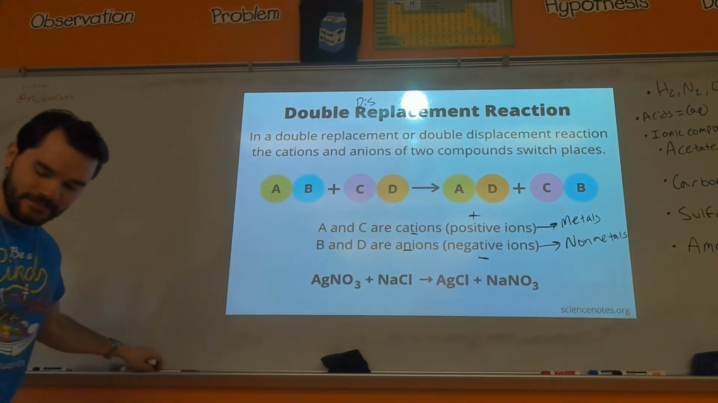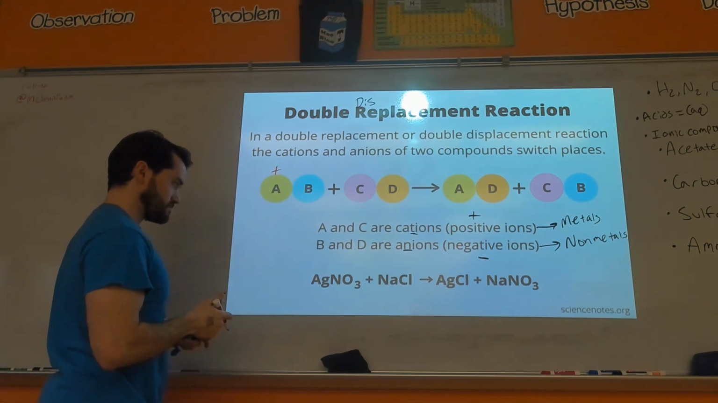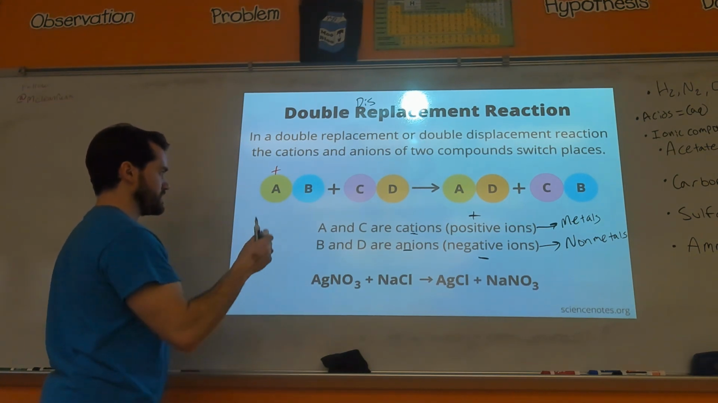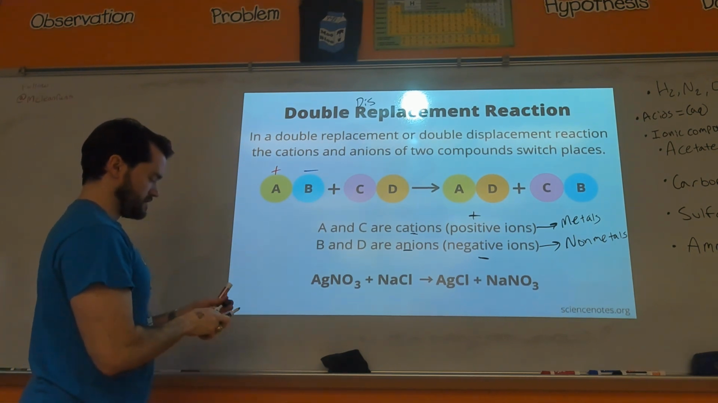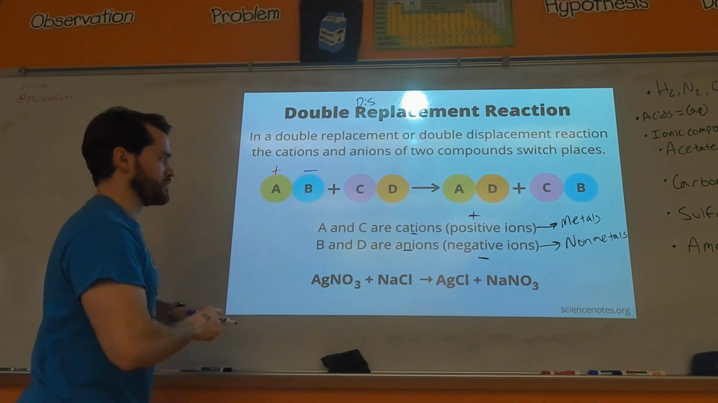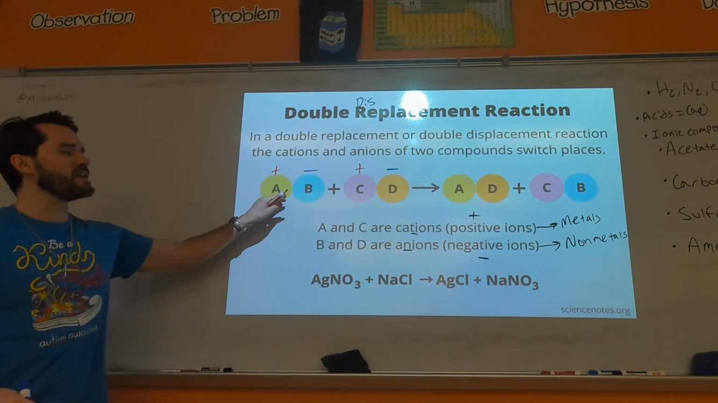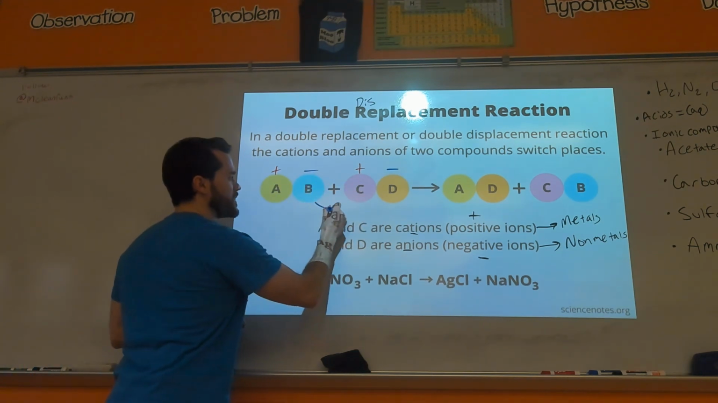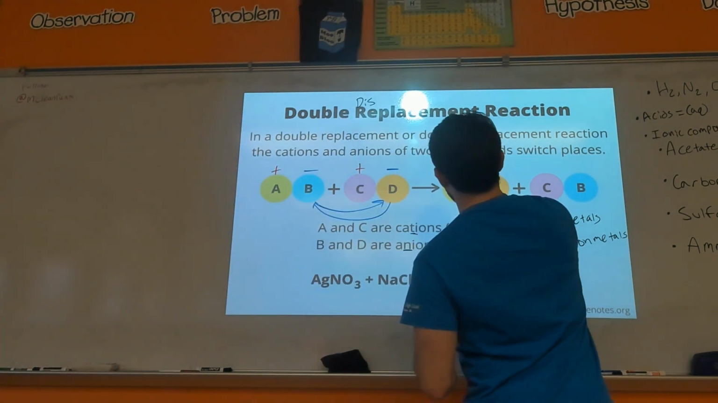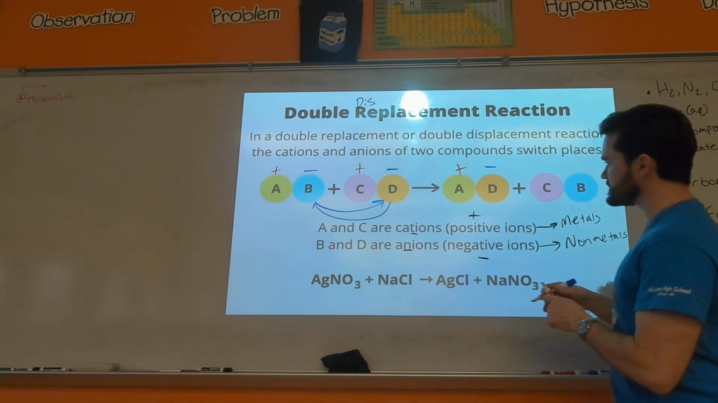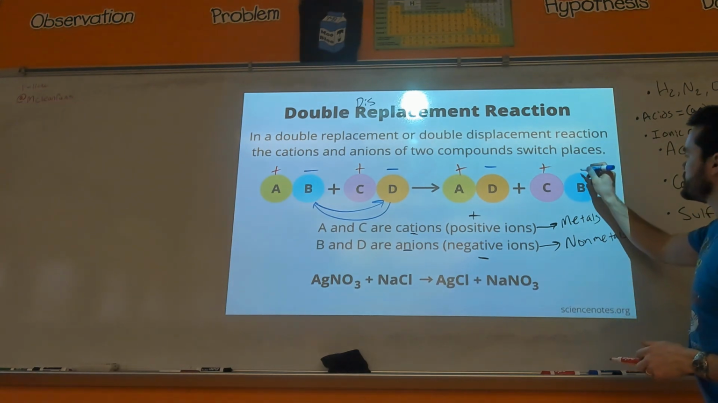So here's kind of the format. A would be my cation. B would be my anion. Over to CD, C would be your cation, D would be your anion. So what's happening is you're swapping positions. B and D are going to swap with each other. So now the cation A is going with the anion D, and the cation C is pairing up with the anion B.